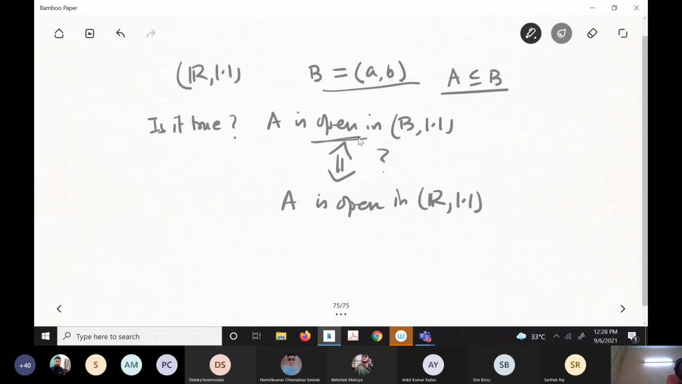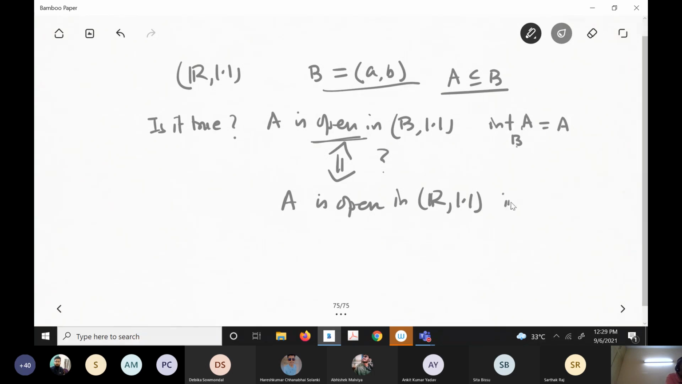I already defined open set. Open set means, look here, when A is open, it means the interior of A in B is equal to A. Understood? That is the meaning. A is called open when the interior of A is the whole thing, but it is the interior in B.